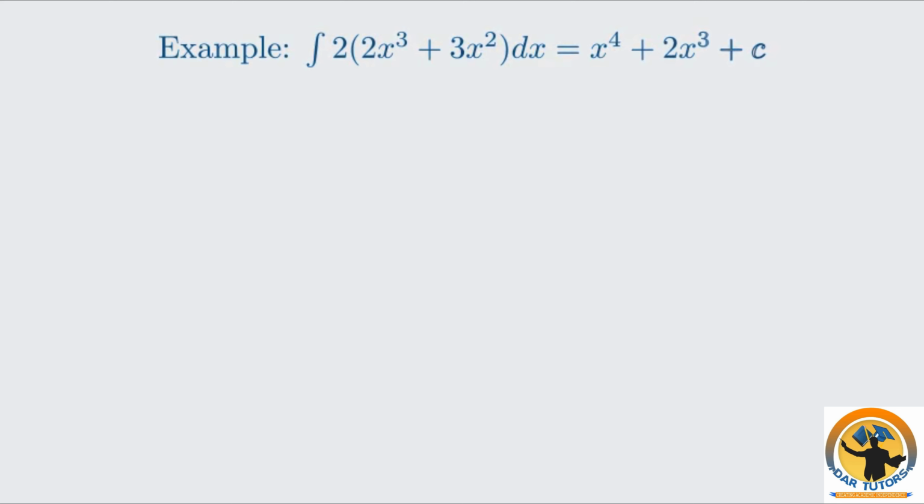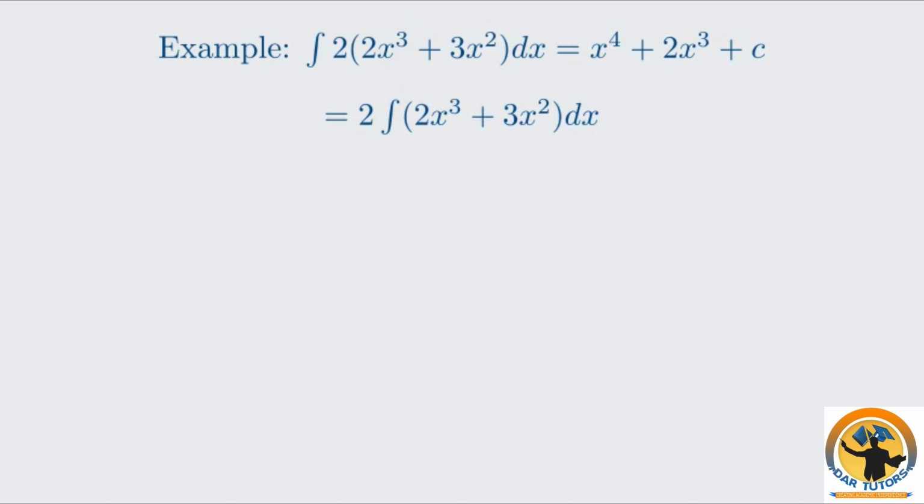Let's also clarify a point about the constant of integration, c, that often causes confusion. Consider the example we saw earlier. We found that the integral of 2 times the quantity 2x cubed plus 3x squared is x to the 4th plus 2x cubed plus c. We can also solve this by first pulling the constant 2 out of the integral. This gives us 2 times the integral of 2x cubed plus 3x squared.